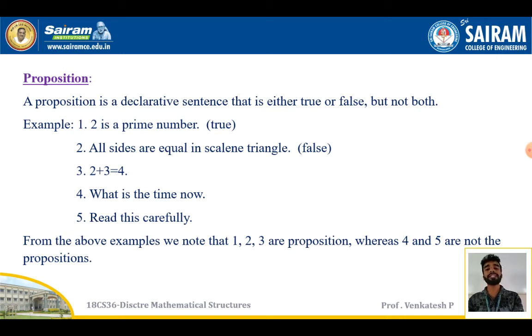Fourth one, what is the time now? Fifth one, read this carefully. So out of all these examples, I am going to note that examples 1, 2, 3 will be called propositions, whereas 4 and 5 are not propositions here.